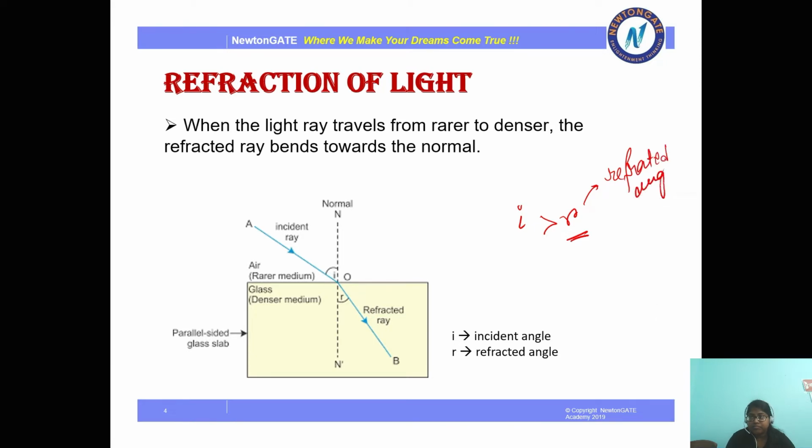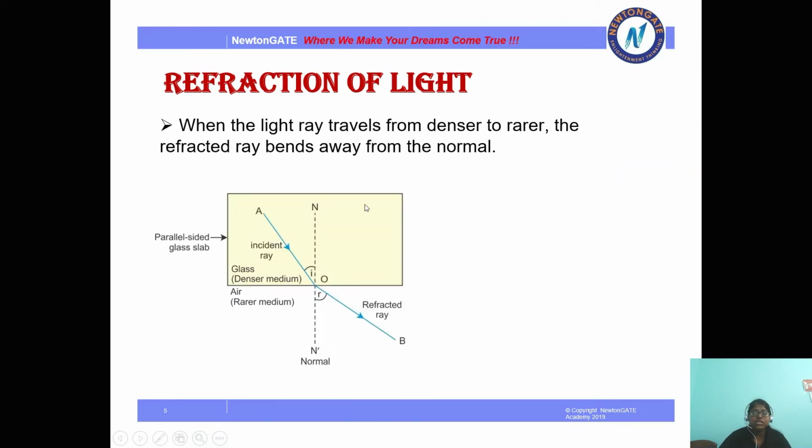This is your refracted angle. So what we learned here is that if your light ray is moving from rarer to denser medium, your refracted ray bends towards the normal, and your incident angle is much more than your refracted angle. If the situation is just opposite, if your incident ray is traveling from denser medium to rarer medium, then it will bend away from the normal.